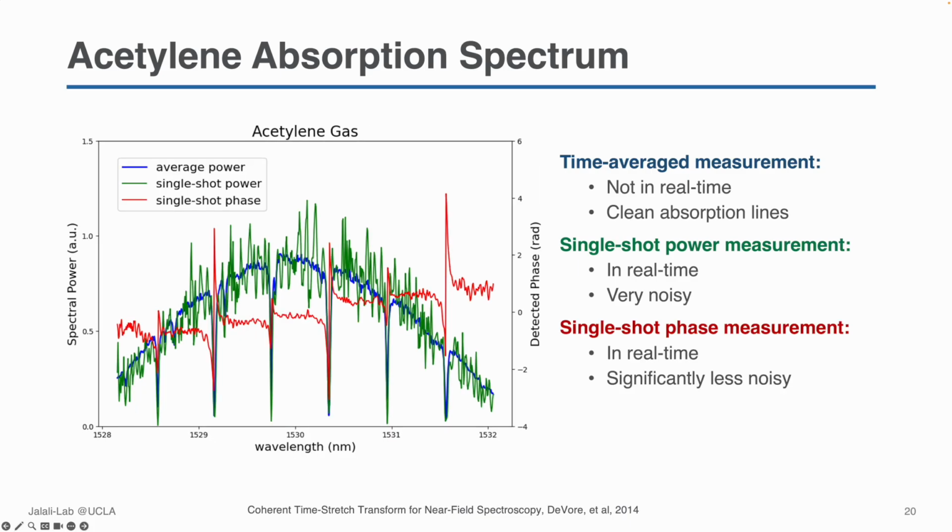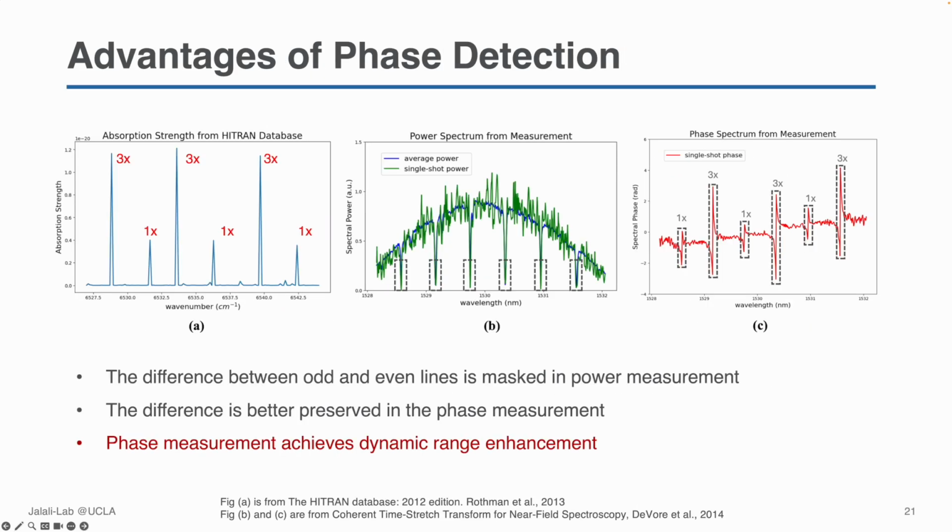Recall that in the coherent setup of photonic time stretch, both phase and intensity can be measured via an interferometer with coherent detection. Here, the red line represents the single-shot phase measurement from the coherent time stretch. It is clearly less noisy, even though this is done in single shot in real time. Another advantage of using phase detection is the dynamic range enhancement.